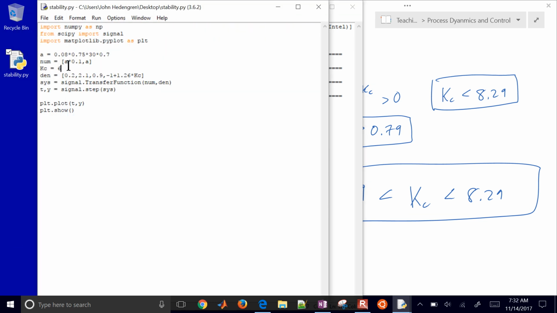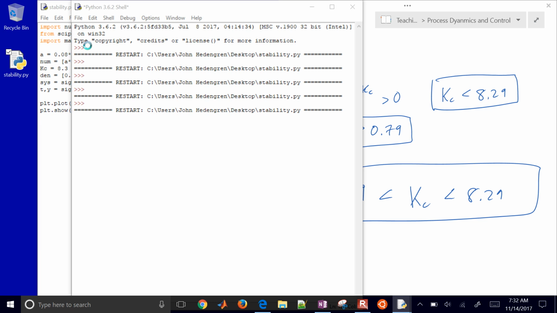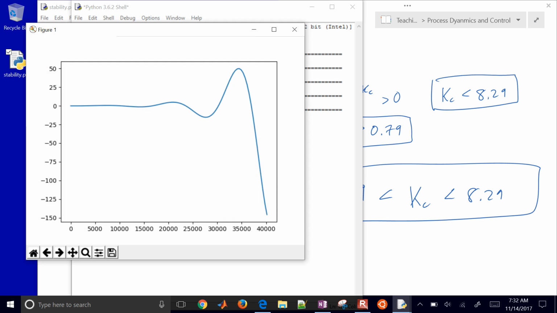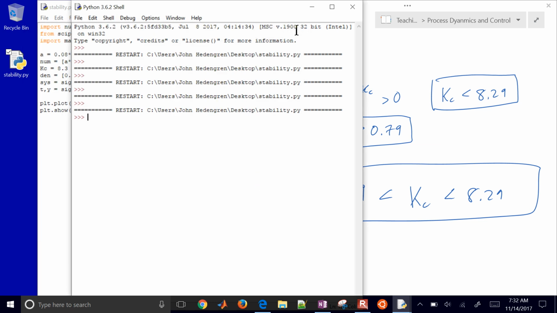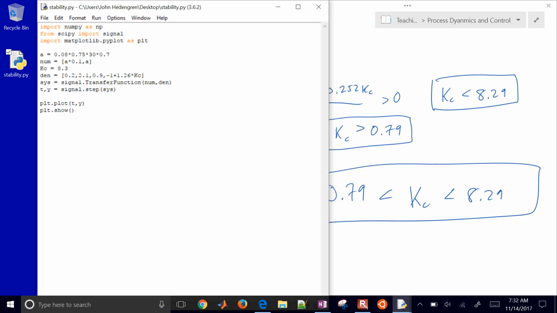And if I go to 8.3, it should be unstable. It should oscillate out of control. Okay, so there you can see it's diverging. So we had approximately good limits here. We just tested them with simulation.